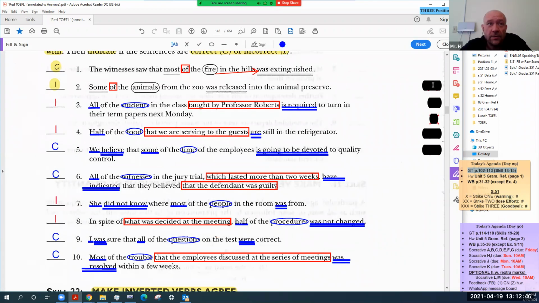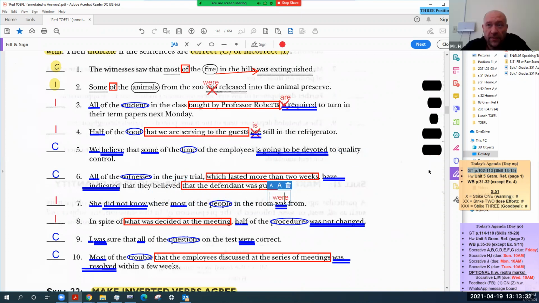All right. So first mistake is number 2. Should be what? Were. Okay. And then number 3. What's the mistake in number 3? Is should be are. Change to are. Okay. And number 4, where's the mistake in 4? Are should be what? Is. Change it to is. And the mistake in number 7, was should be were.